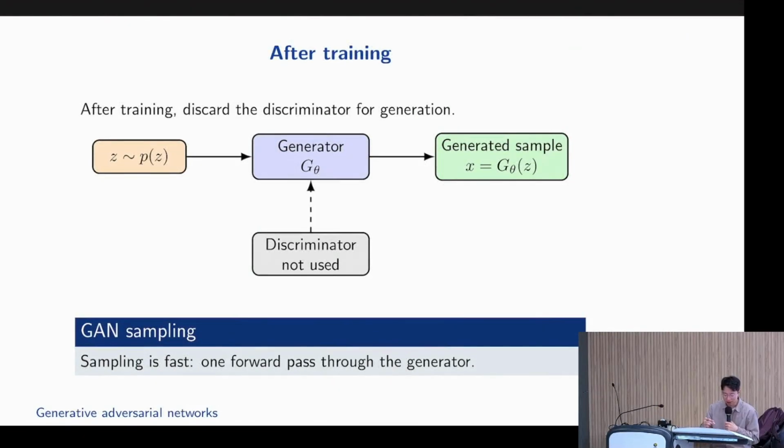After training, you throw away the discriminator, sample Z from your sampling distribution, and pass it to the generator, and that's your sample. So sampling is fast, just as fast as VAEs. Just do a single forward pass through the generator.